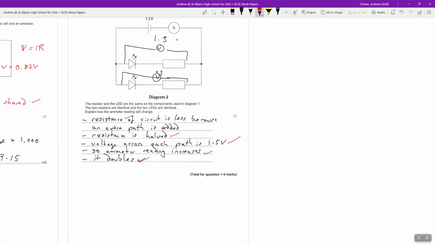But most of the time, the way that people go wrong is thinking, I've added stuff in parallel. What does that do to the resistance? The circuit's resistance must go down in that case.